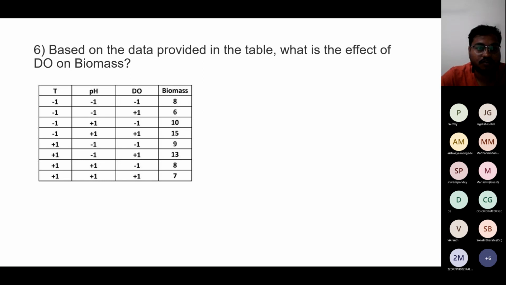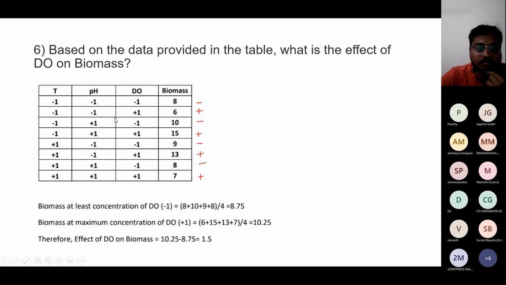What is the effect of dissolved oxygen on biomass? Again, we'll separate out all the places where DO is negative and all the places where it's positive. We'll again take the average for both cases and subtract it. So the answer here comes out to be 1.5.